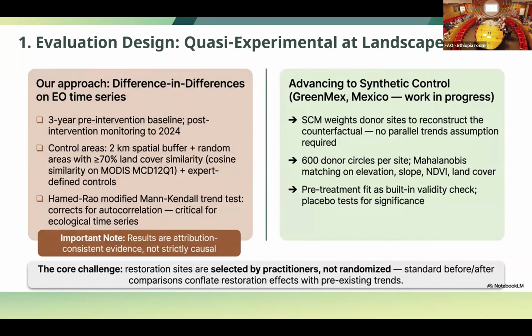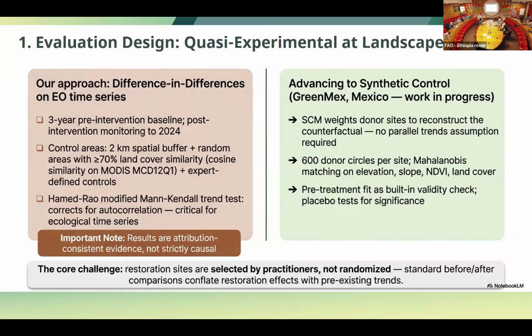So we use a difference-in-differences approach on Earth observation time series. We build a 3-year pre-intervention baseline. Then we track both the restoration site and a matched control area through 2024. Control areas are selected in 3 ways. We have a 2-kilometer spatial buffer, random areas with high land cover similarity using cosine distance on MODIS data, and then expert-defined controls where we have ecological knowledge.